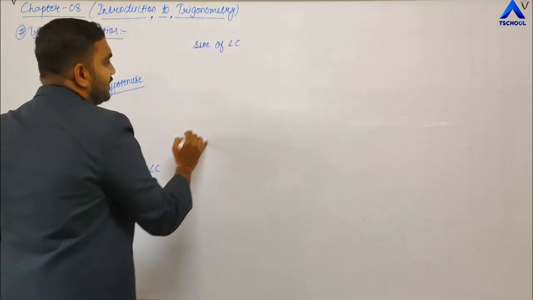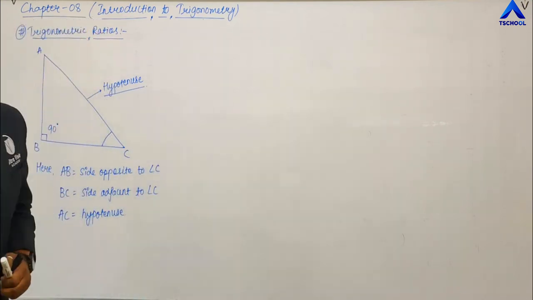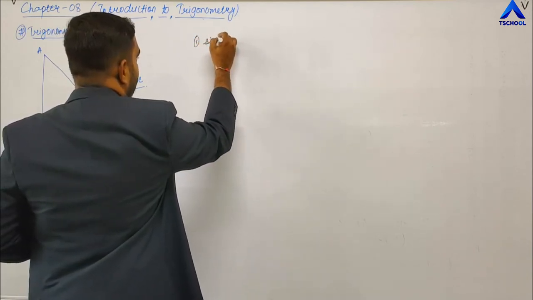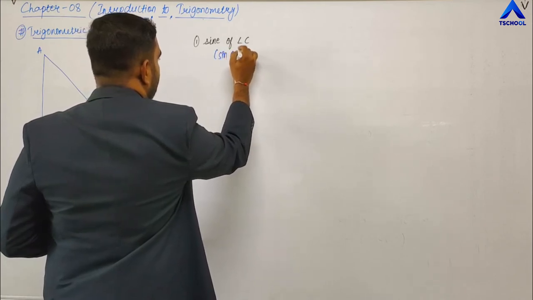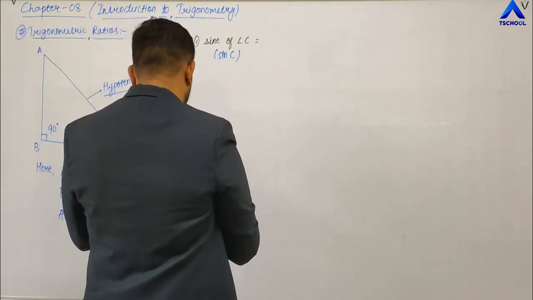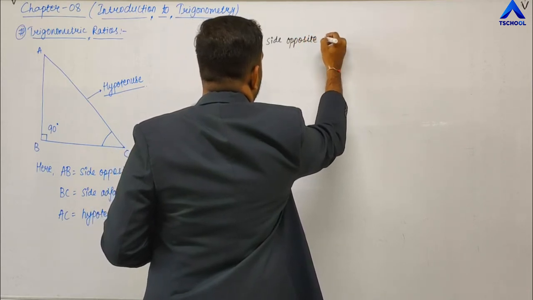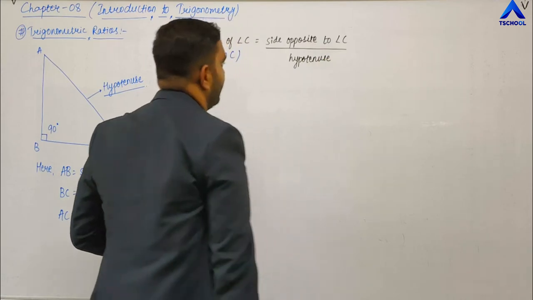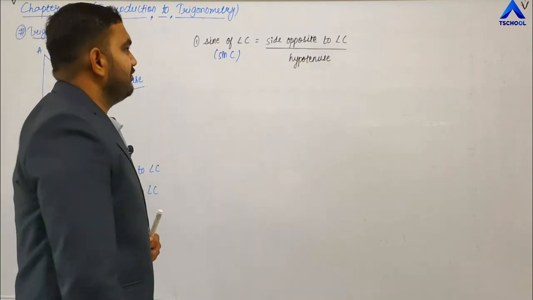Sine of angle C, the first ratio, basically denoted as sine C, is given by the side opposite to angle C divided by the hypotenuse. This ratio, sine of angle C, denoted as sin C, is given by side opposite to angle C upon hypotenuse.